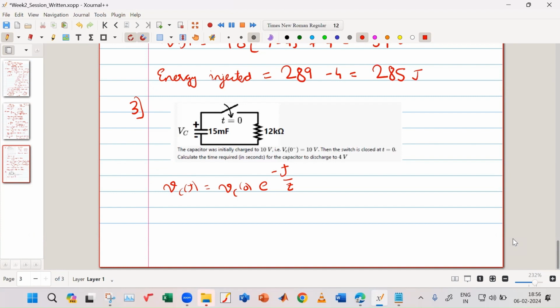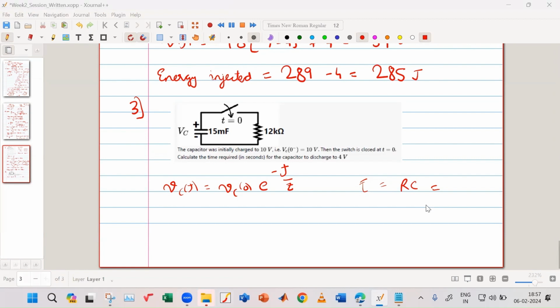So what is your tau here? RC. If you know this equation, then it is simple. If you don't know this equation, then you'll be in a problem. Since you know this equation, it is fine. So then what is tau? Tau is 12 kilo ohm into 50 microfarad.